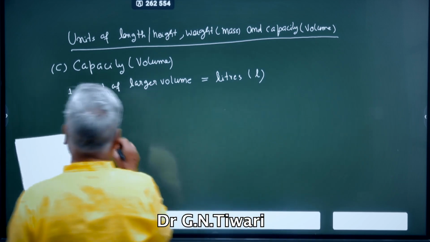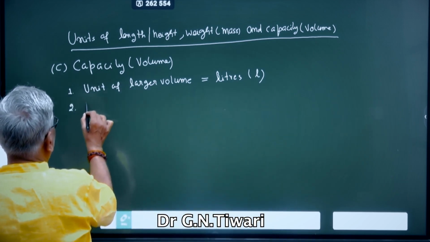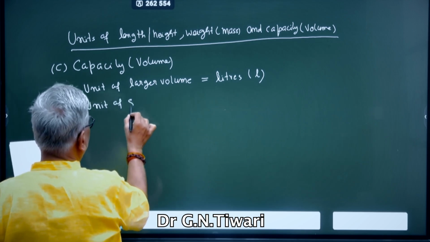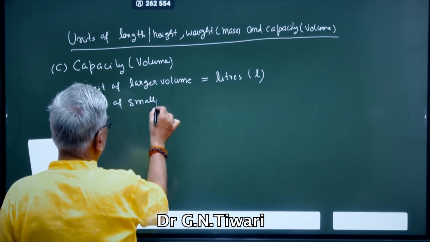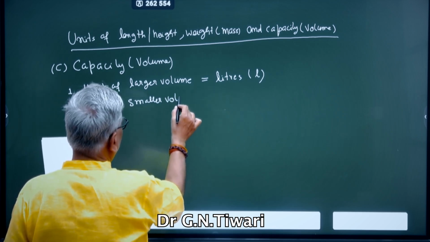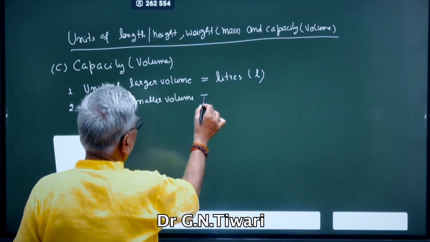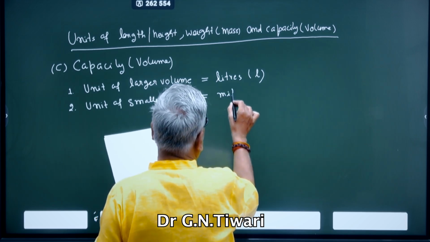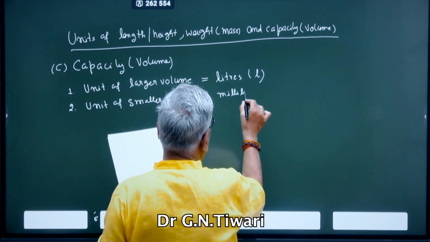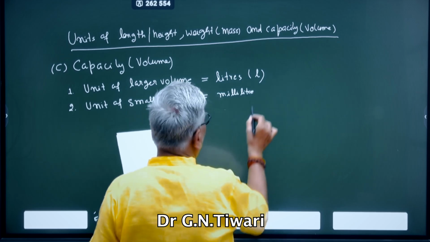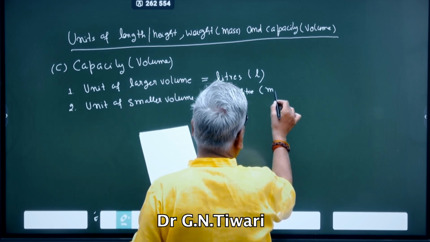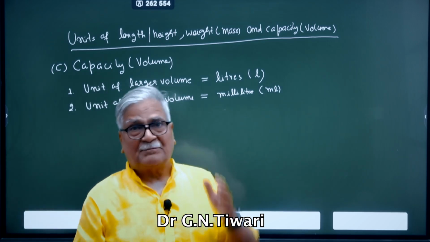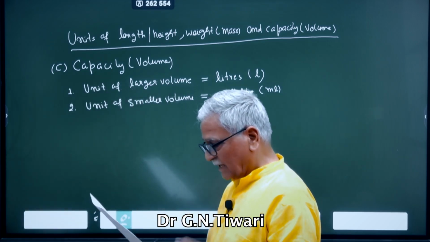Then unit of smaller volume is milliliter, and in short, small ml. In the beginning, one should tell small, otherwise sometimes capital L is also written, but the convention is small, right?